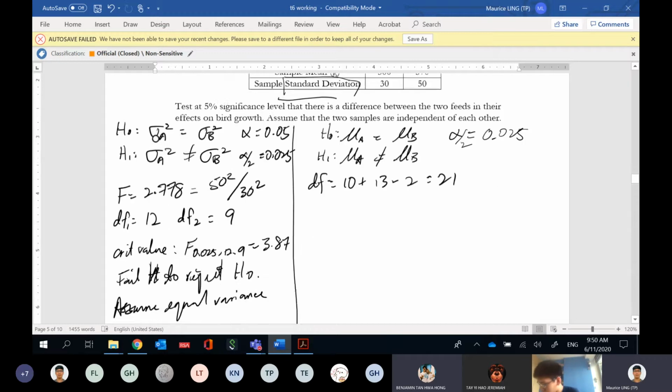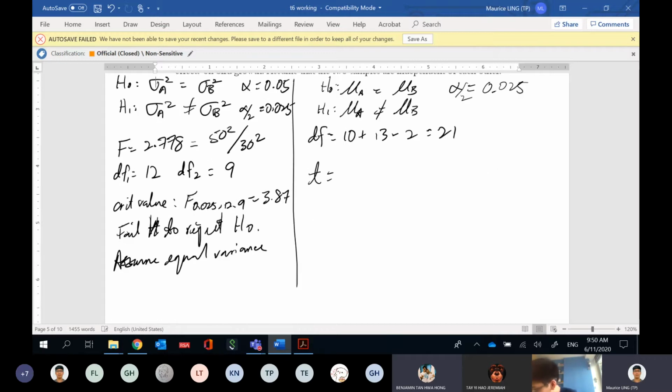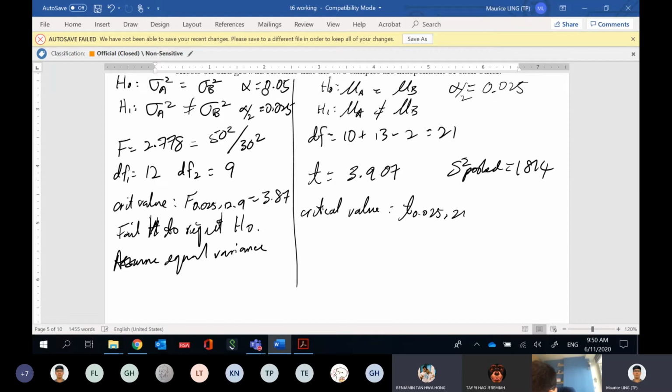Okay, what is your T statistic? Minus 3.907. Make sure you take the absolute value, so you get 3.907. Okay, that's fine. Your S squared pooled should be 1814. Okay, I know that you get the S squared pooled correct. Your critical value? 2.080. Okay, your T will be 0.025, 21, 2.080.